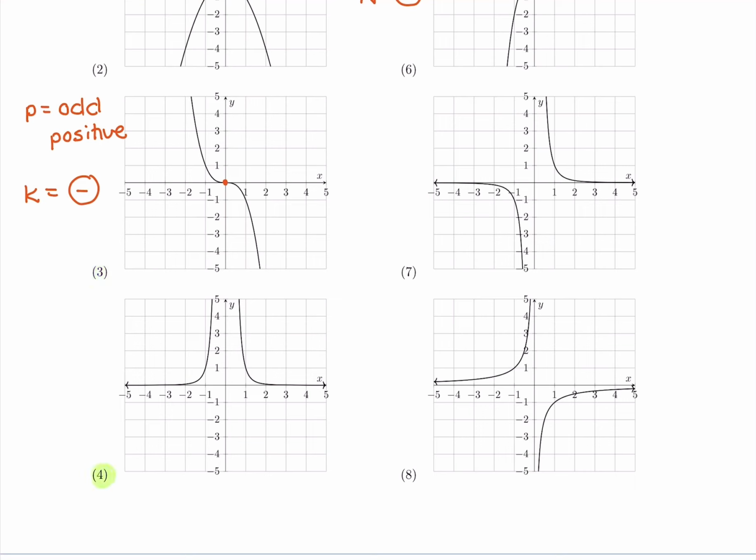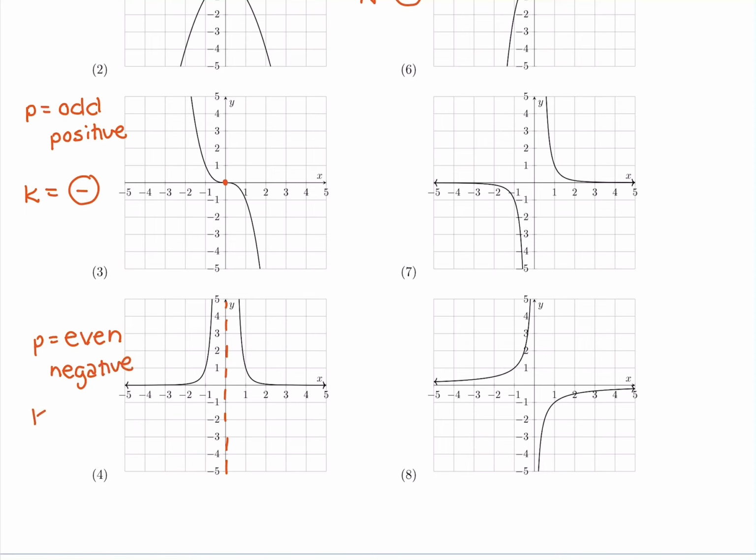If we look down at graph number 4, we are back to being symmetric about the y-axis. I can fold it along the y-axis and it would line up. So we must have an even power. But we can't plug in 0. It makes us divide by 0, so we get that vertical asymptote that we're going to talk more about. So this must be a negative power.